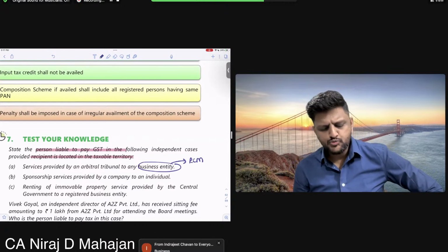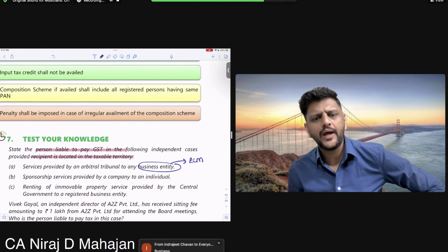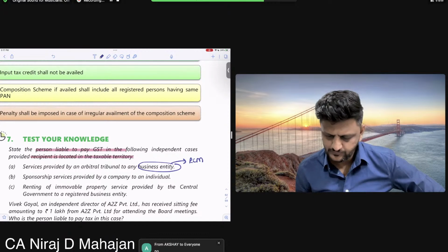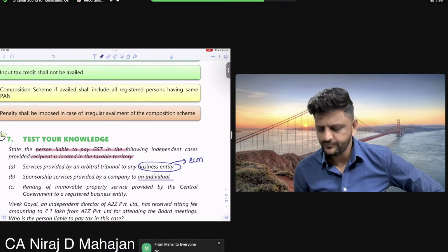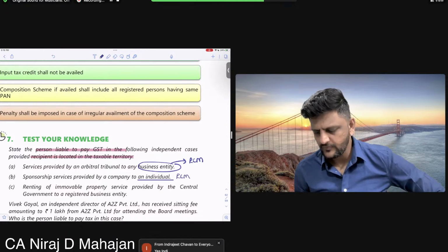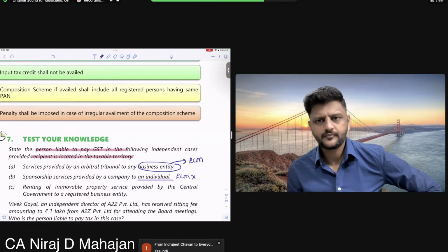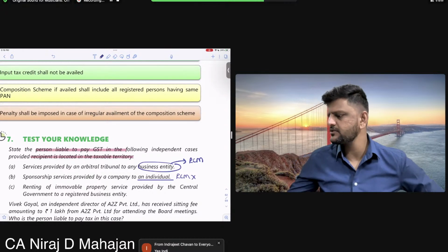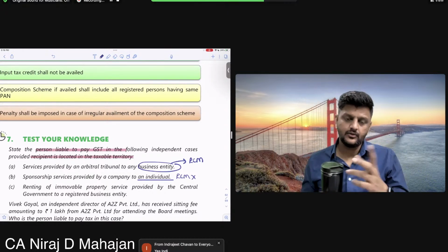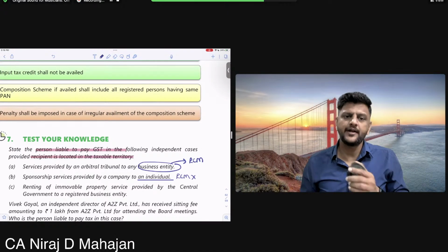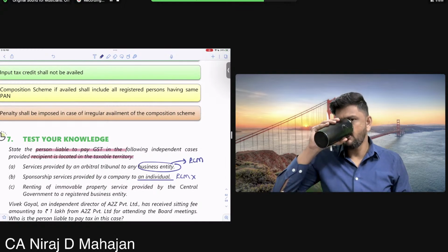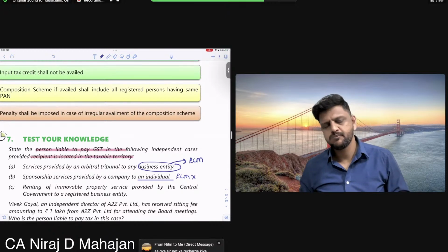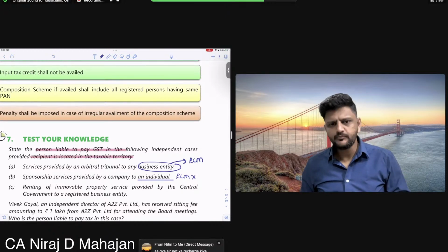Second question. Sponsorship services by a company to an individual. RCM not applicable. Why? Who has to be the recipient of sponsorship services? Either a body, we have written that now, some time back. Either a body corporate or a partnership firm.